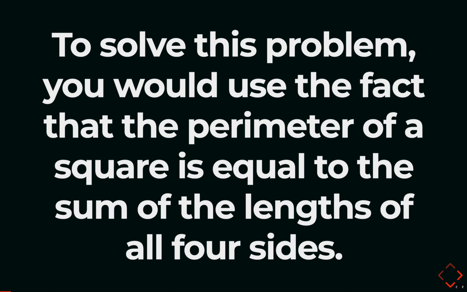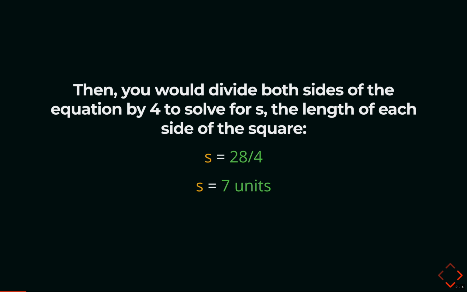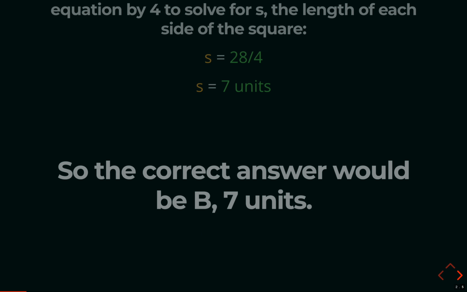To solve this problem, you would use the fact that the perimeter of a square is equal to the sum of the lengths of all 4 sides. Therefore, if the perimeter is 28 units, you can set up the equation as 28 equals 4s. Then, you would divide both sides of the equation by 4 to solve for s, the length of each side of the square. s equals 28 over 4, resulting in s equals 7 units. So the correct answer would be B, 7 units.